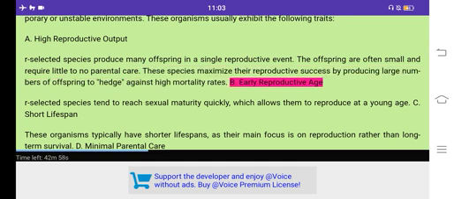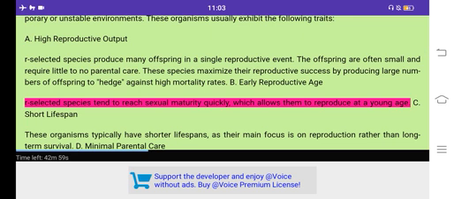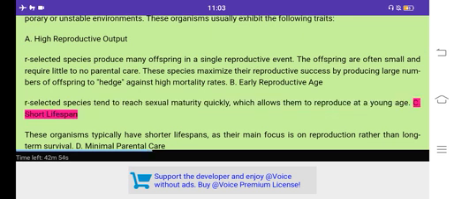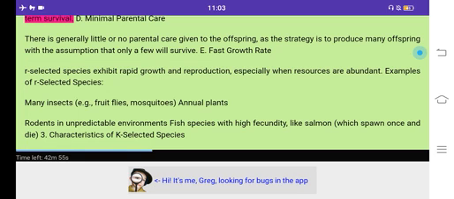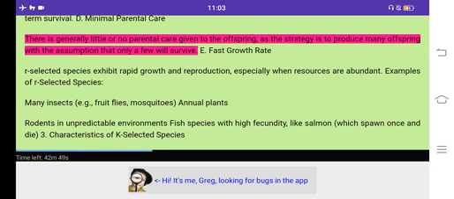B. Early reproductive age. R-selected species tend to reach sexual maturity quickly, which allows them to reproduce at a young age. C. Short lifespan. These organisms typically have shorter lifespans, as their main focus is on reproduction rather than long-term survival. D. Minimal parental care. There is generally little or no parental care given to the offspring, as the strategy is to produce many offspring with the assumption that only a few will survive.